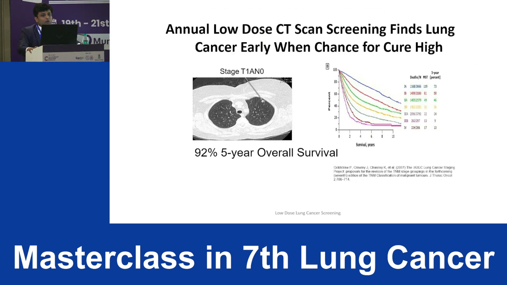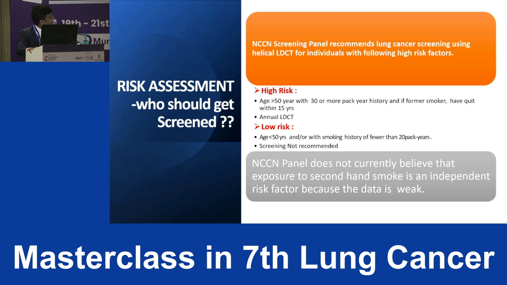So if you say low dose CT scanning can diagnose your lung cancer at a very early stage, your survival is as high as more than 90%. So if you see the risk categorization, who should get screened? NCCN clearly recommends LDCT or helical low dose CT scan for the high risk population. So what are the high risk populations?